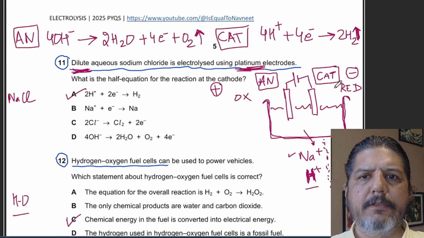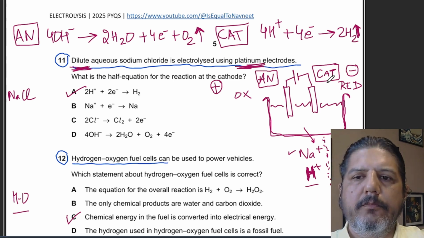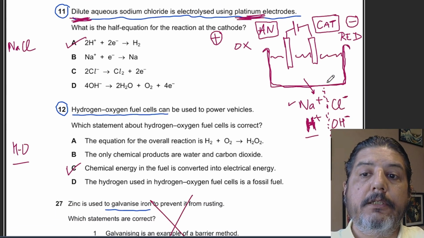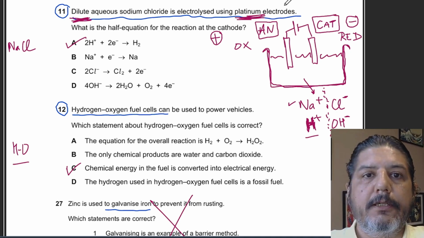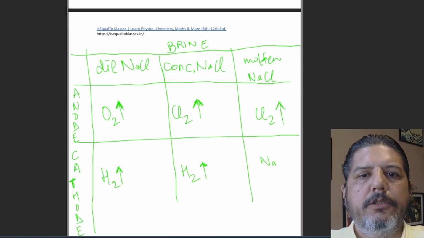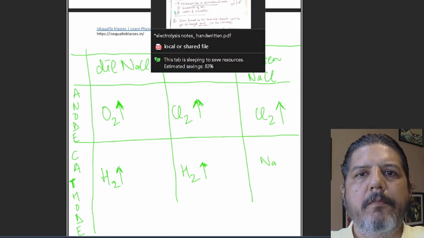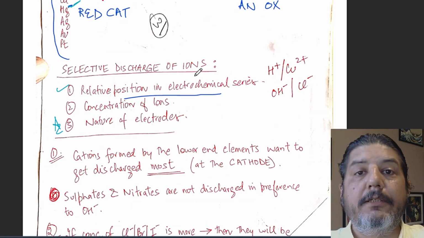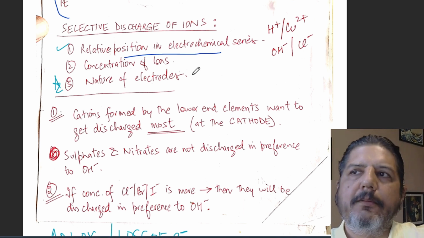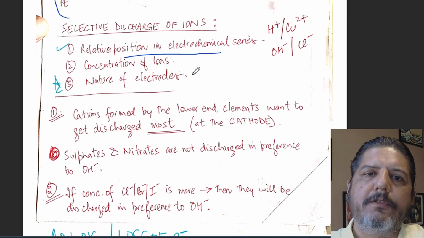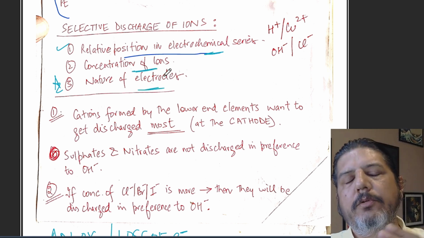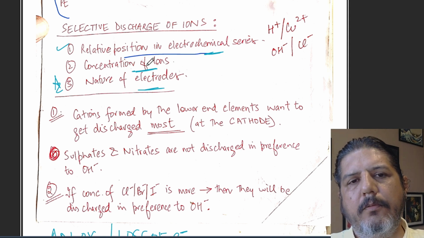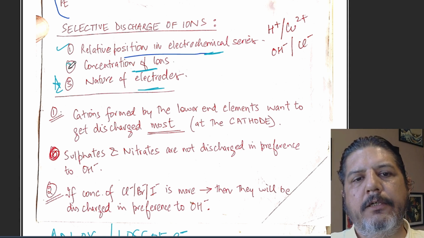Now we have discussed this again and again: there are three factors that we always keep in mind when we are doing electrolysis. The first is the relative position in the electrochemical series. The second is the concentration of ions. The third is the nature of electrodes. Let's go through these factors one by one.